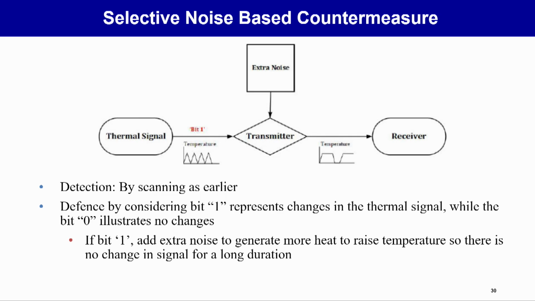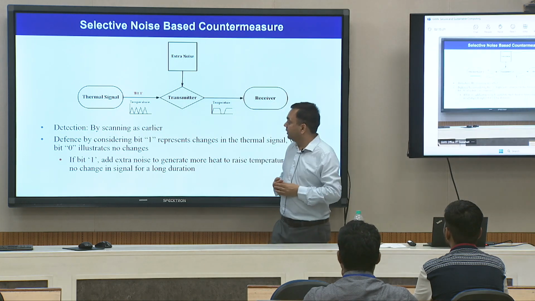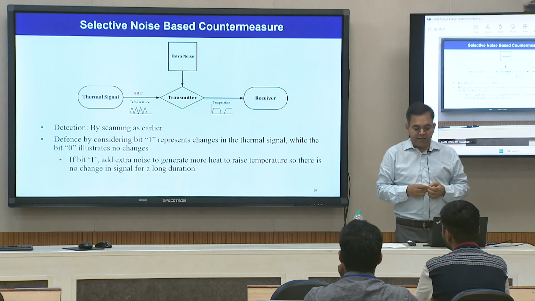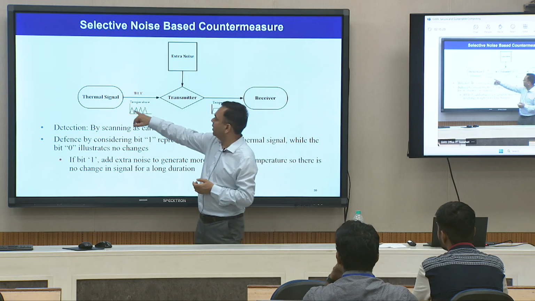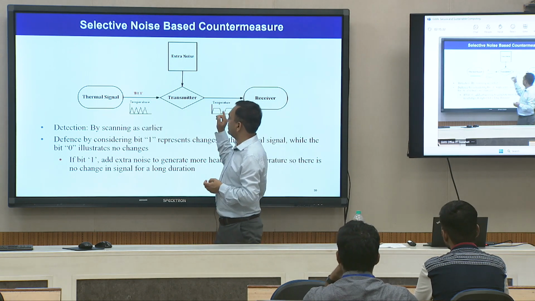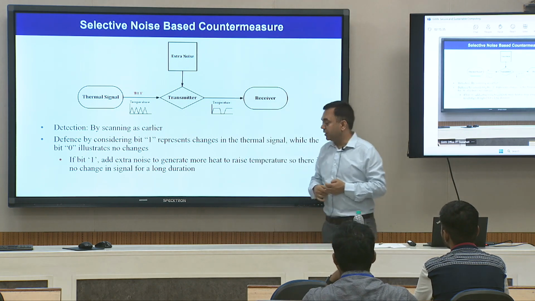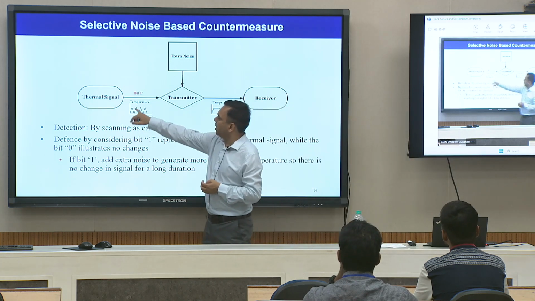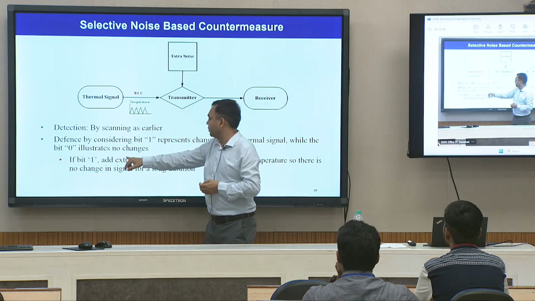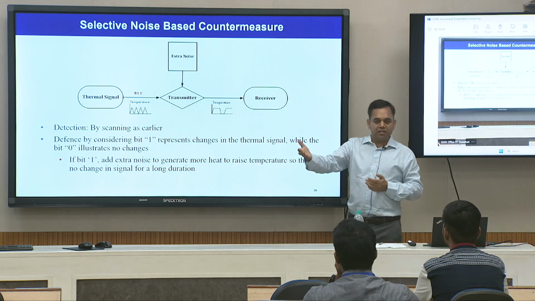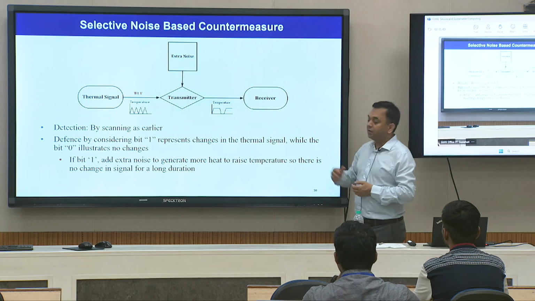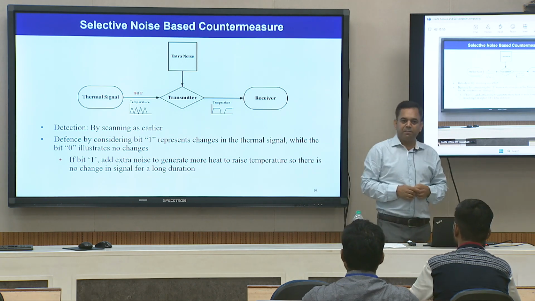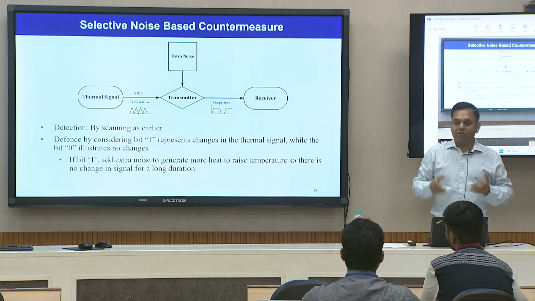Again in this one, detection can be done in the same way. And for the defense, like I said, consider that bit 1 represents a change in the thermal signal, like going up to down, and bit 0 represents no change, same as the previous one. So if the bit is 1, that means it's a change. You can add extra noise to heat the processor, so it will keep the temperature higher and not go down. So the attacker is confused, basically. This is the typical software way to do it.